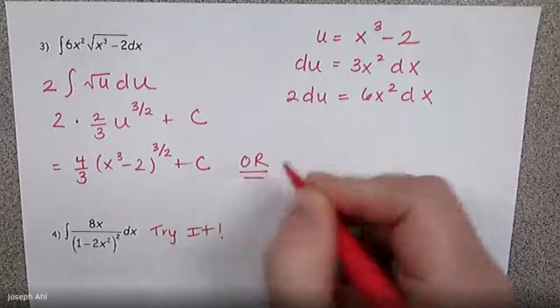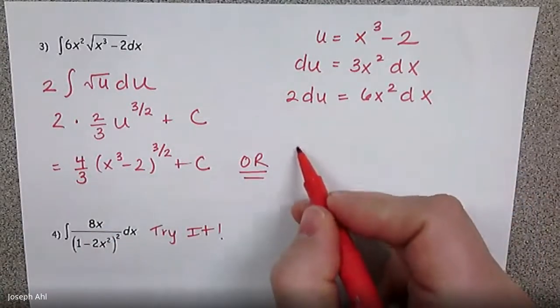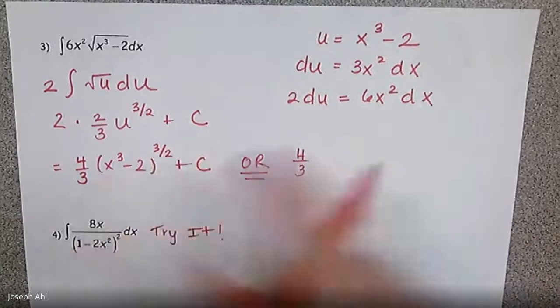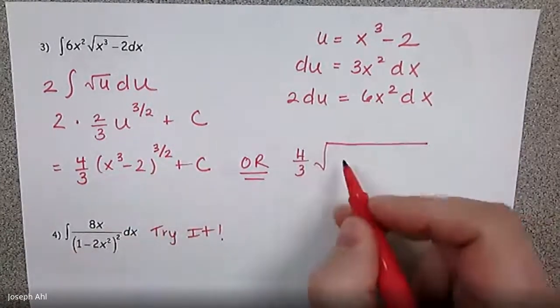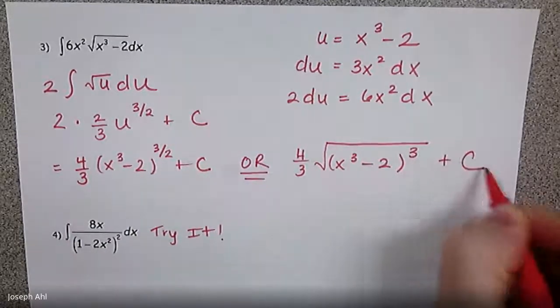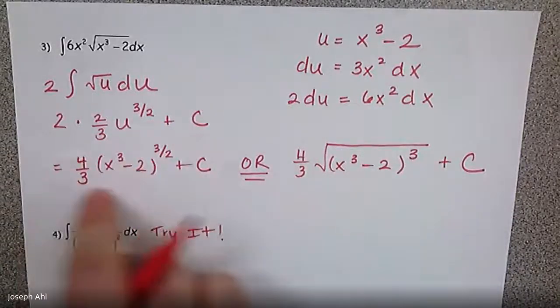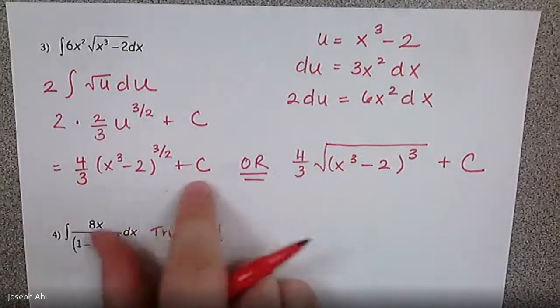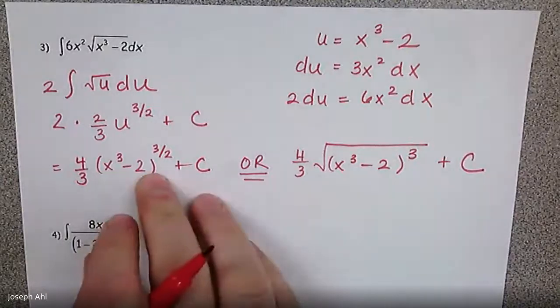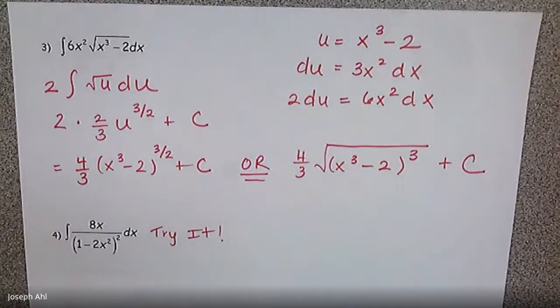Or if you like converting this back to radical form, you can write it as 4/3 times the square root of the quantity x cubed minus 2 cubed plus c. So either way around it, I'm not too picky about it. I would assume you'd probably want to leave it this way just for simplicity purposes on your end. But keep in mind, if it were multiple choice, you'd want to be really familiar with both forms, just converting from that rational exponent back over to a radical.